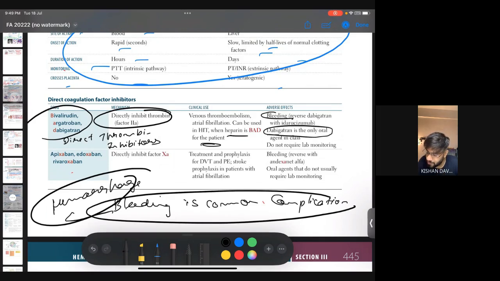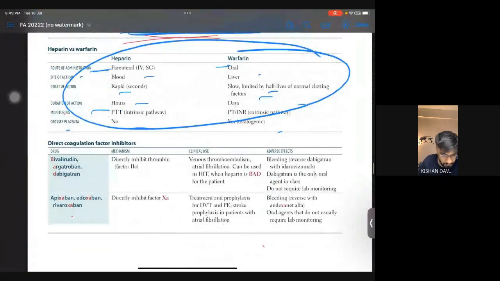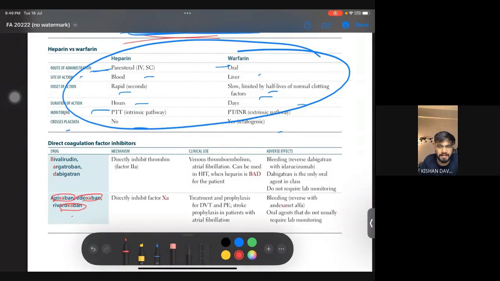Dabigatran is the only oral one. Okay, it does not require monitoring. Now coming to the second type, directly inhibit factor 10A. Directly inhibit factor 10A. You can see from the name only, the xabans: rivaroxaban, apixaban, the 10A bans.